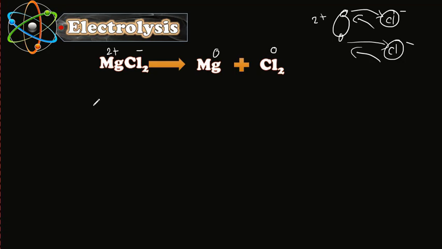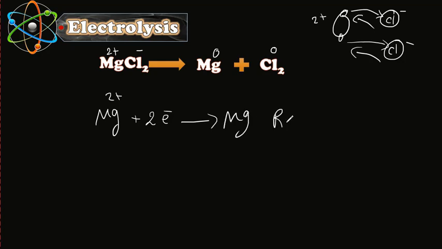So magnesium 2 positive, now we said it will get back 2 electrons. So plus 2 electrons will give us magnesium, just magnesium. So this gained electrons, so it is reduction. It is positive, so it will be attracted to the cathode. This reaction happened at the cathode.